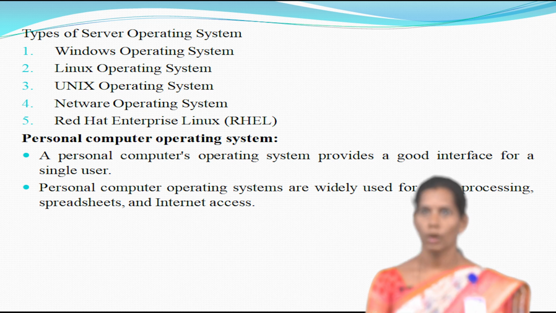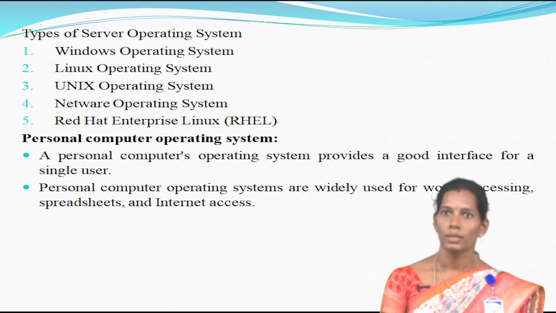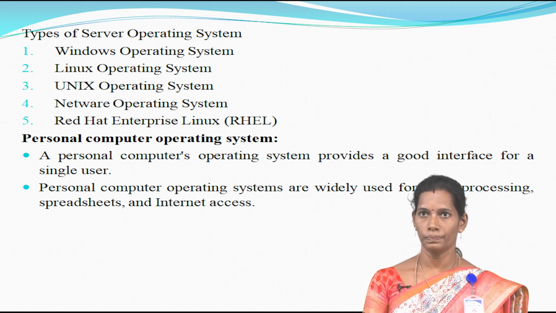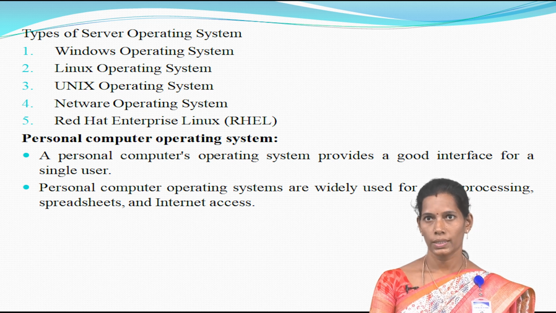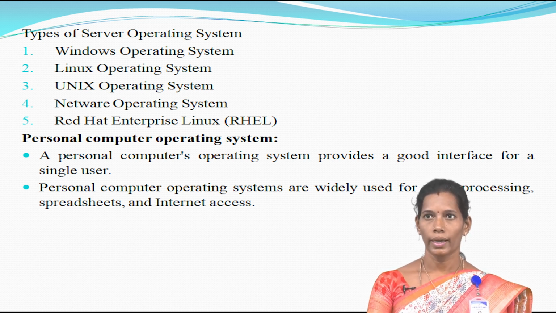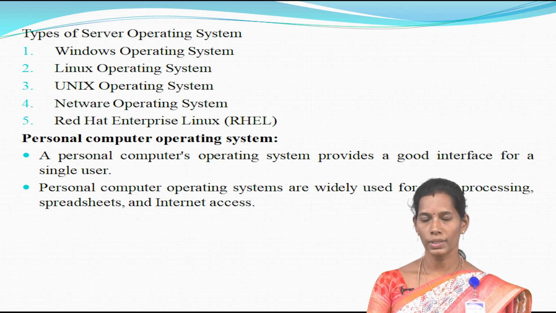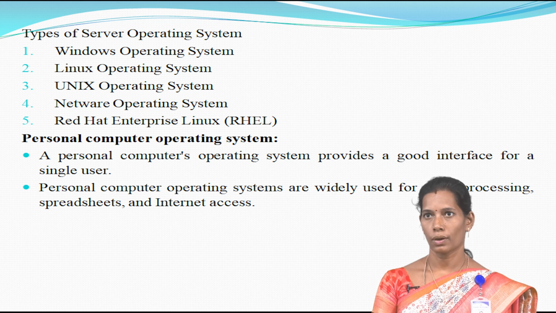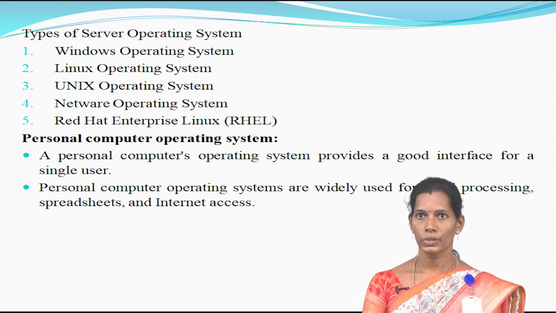Types of server operating system. There are various types of server operating systems. Some of them are below. First one, Windows operating system. The Windows operating system is a family of operating systems developed by Microsoft Corporation. It allows the user to play games, videos, music, store files, and run software. It was developed for both personal and professional work.